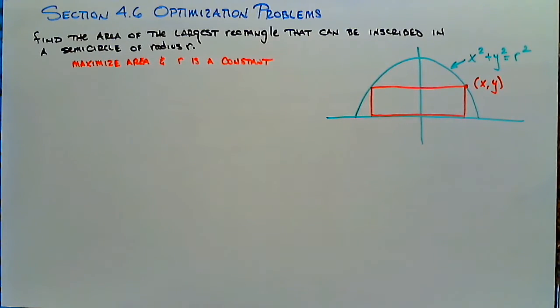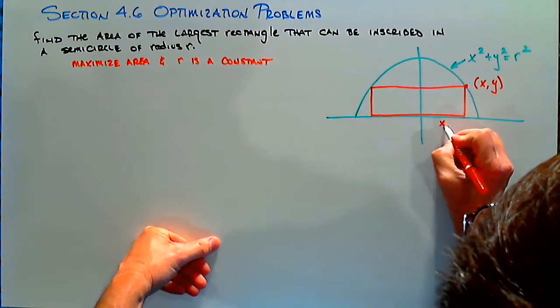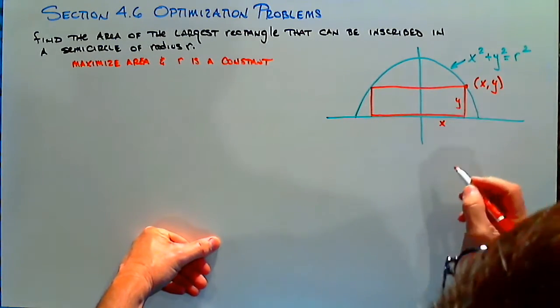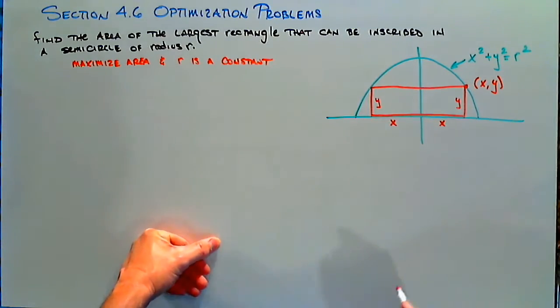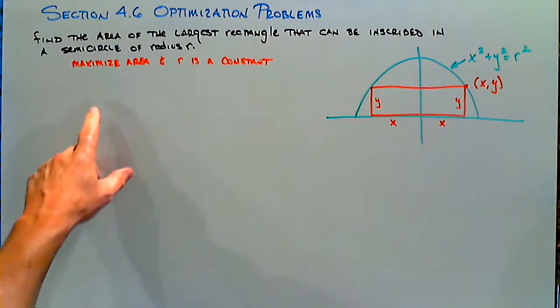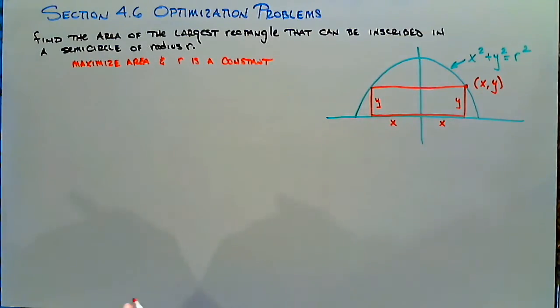I don't know what x is, and I don't know what y is, but I certainly know this dimension right here is x, and this dimension right here is y. By the same argument, this dimension here is x, and this dimension here is y. Now, we're back. That's the sketch we need. We're going to go over here, and we're going to attack the problem now. The problem is just maximize the area.